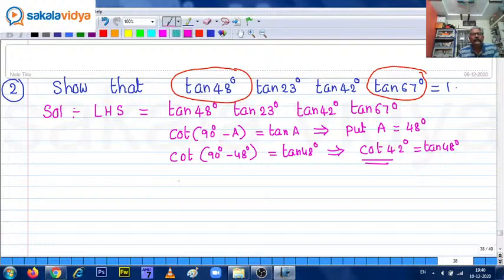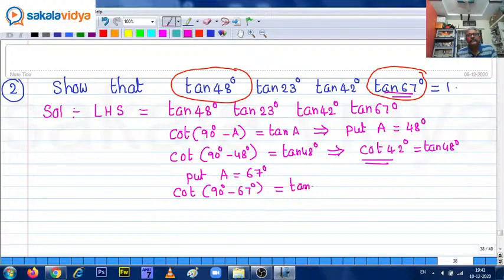Now same, this time put A equal to 67 degrees, because this tan 67 we need to change. So we get once again cot of 90 degrees minus 67 equals tan 67 degrees. So that implies 90 minus 67 is 23. So we can write cot 23 degrees equals tan 67 degrees. I showed here with color, tan 48 is replaced by this part.